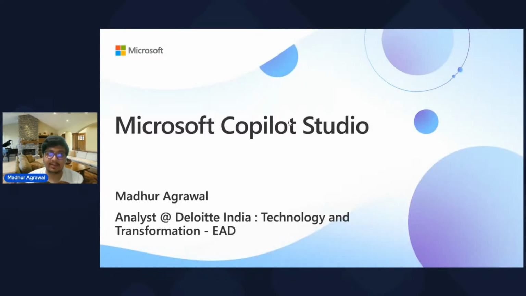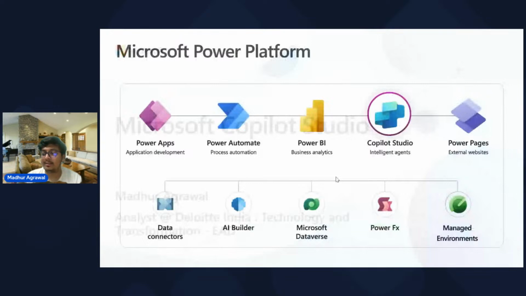Before I start with Copilot Studio, I would start with a little bit about the Microsoft Power Platform. Microsoft Power Platform is a suite of services which is extensively used in the industry. Even my company uses all of the Microsoft Power Platform tools. These are Power Apps, Power Automate, Power BI, Copilot Studio, Power Pages, Power FX, Managed Environments, Microsoft Dataverse, AI Builder, and data connectors. All of these coherently make the data pipelining, data analyzing, data analytics, and data visualizing process much faster, easier, and comprehensible.